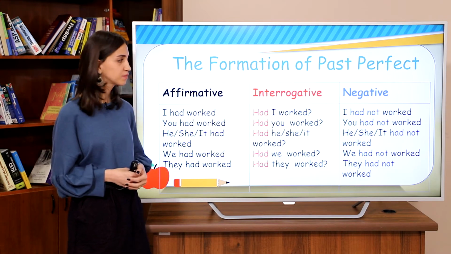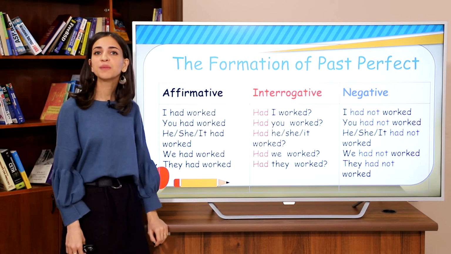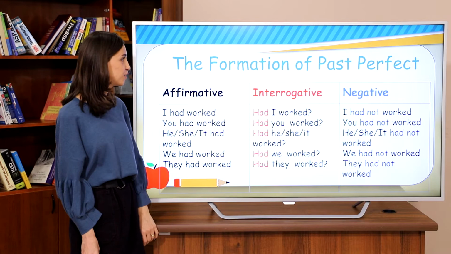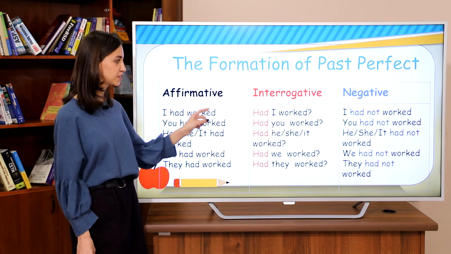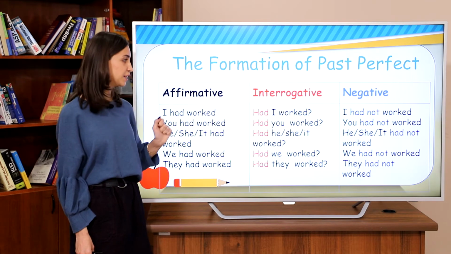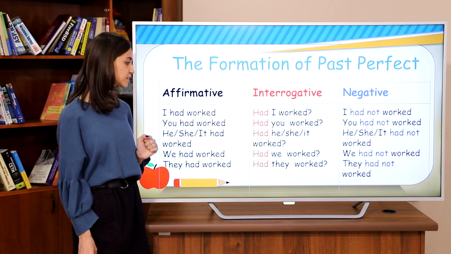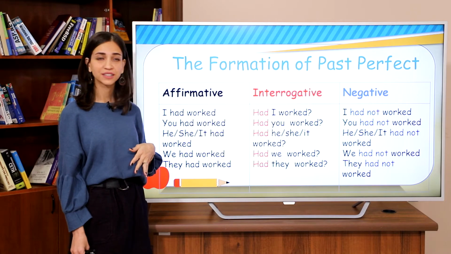Let's understand how we can make up the interrogative in English of past perfect tense. Had is coming before the subject. Had I worked? Had you worked? Had he, she, it worked? Had we worked? Had they worked?